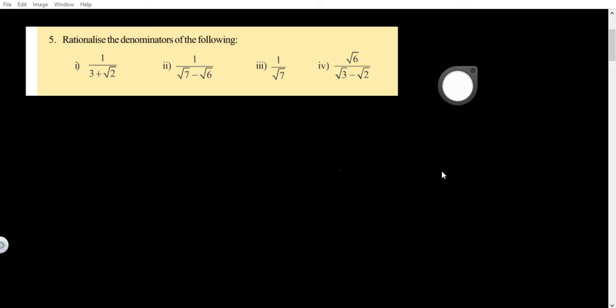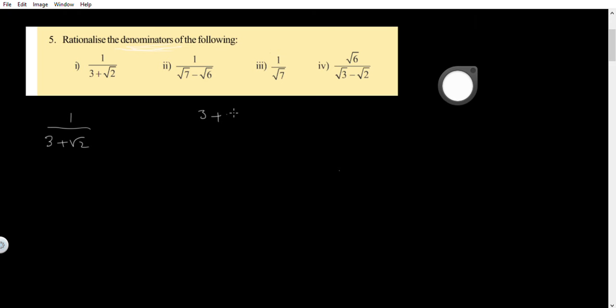Here I would like to take the first one: 1 by 3 plus root 2. I would like to rationalize the denominator. The denominator should be an integer or a fraction. That is the meaning of this question. How to make the denominator a rational number? We'll try.